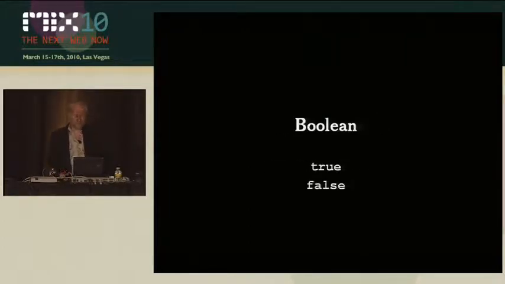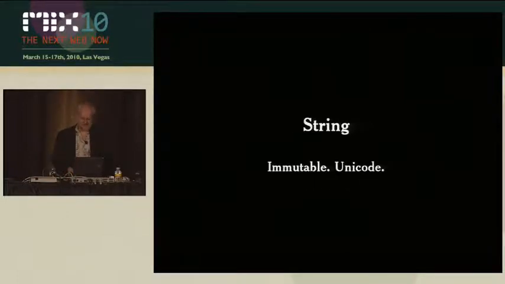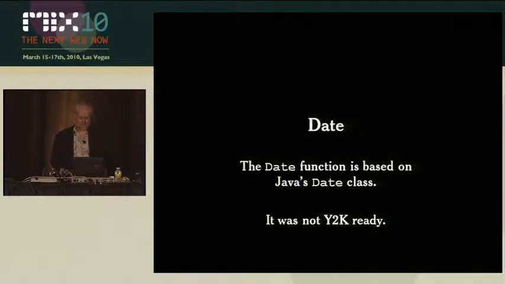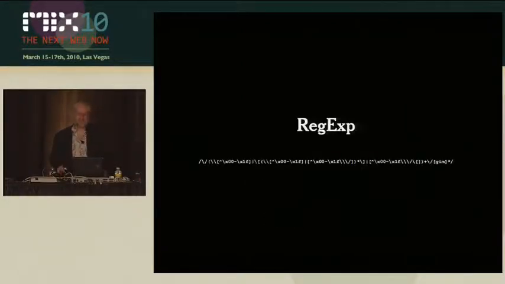Brilliant feature. We have Booleans, and you'll be happy to know that we have two Boolean values and they're true and false. Not all languages got that right, but we did. We have strings, which are immutable sequences of characters encoded in Unicode, which is exactly the right way to do it. We have a date function, which was based on Java's date class, which was not Y2K ready. I guess when they were putting it together in 1995, they didn't see what was coming. Maybe they didn't think it was going to last that long. They eventually fixed it.